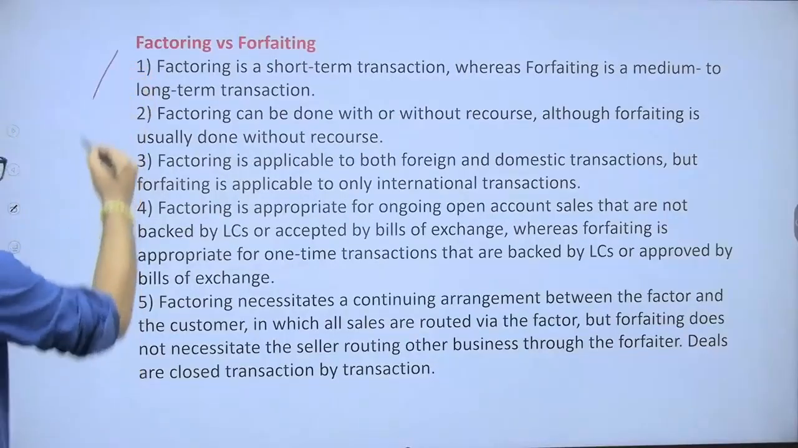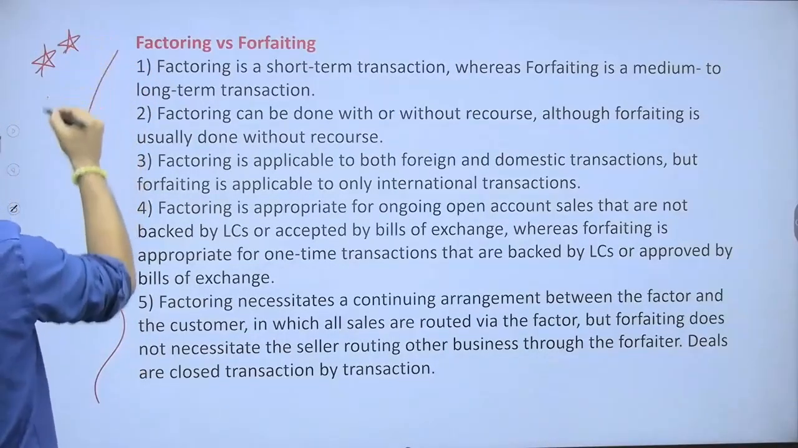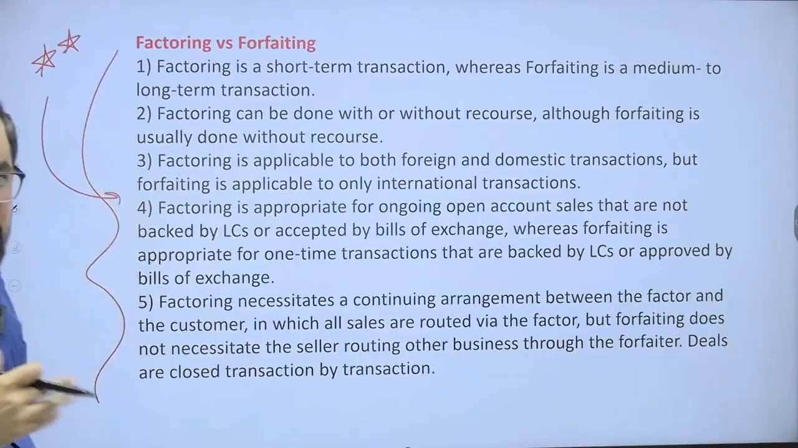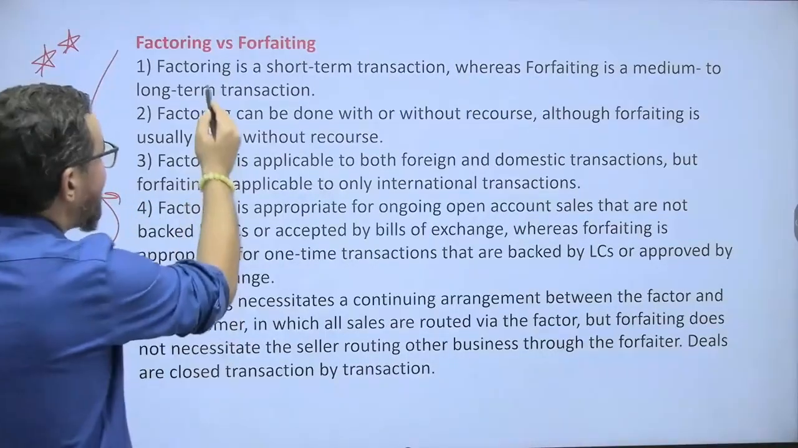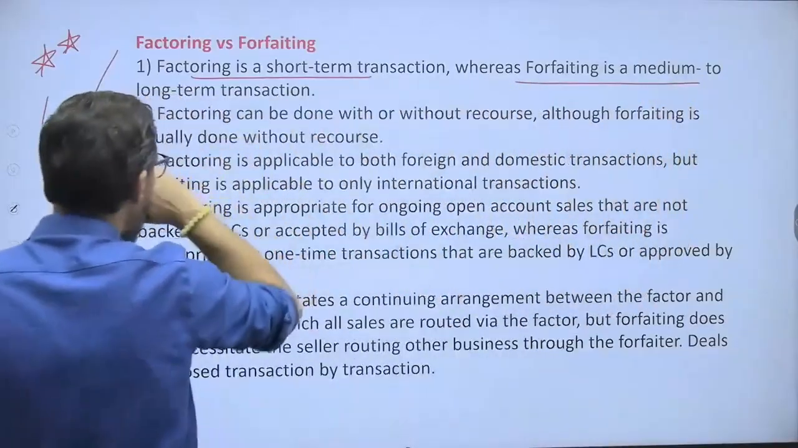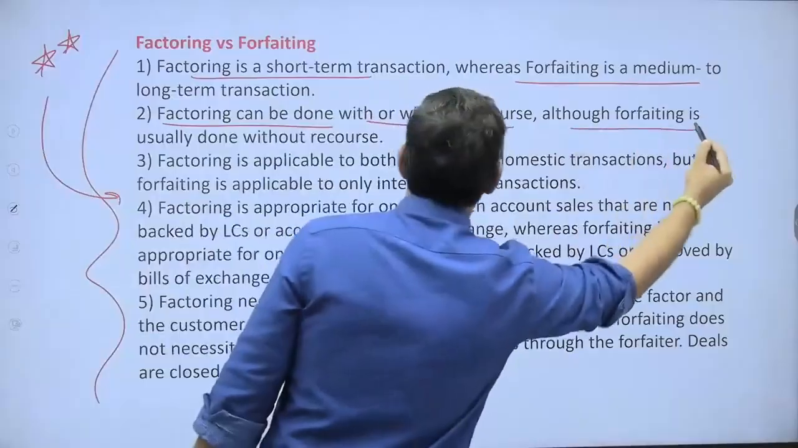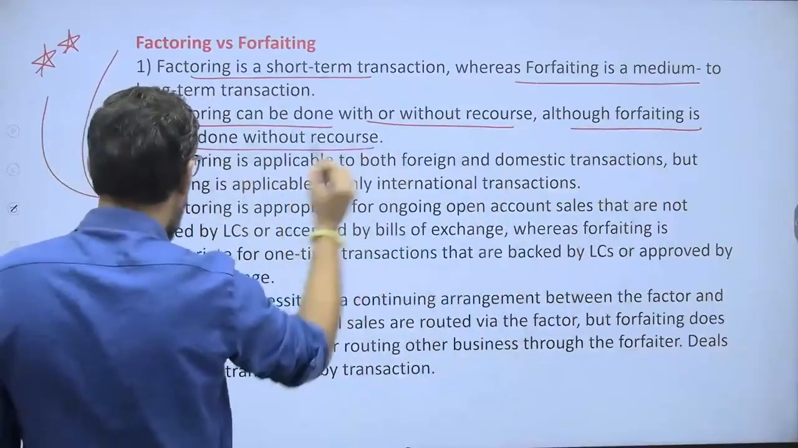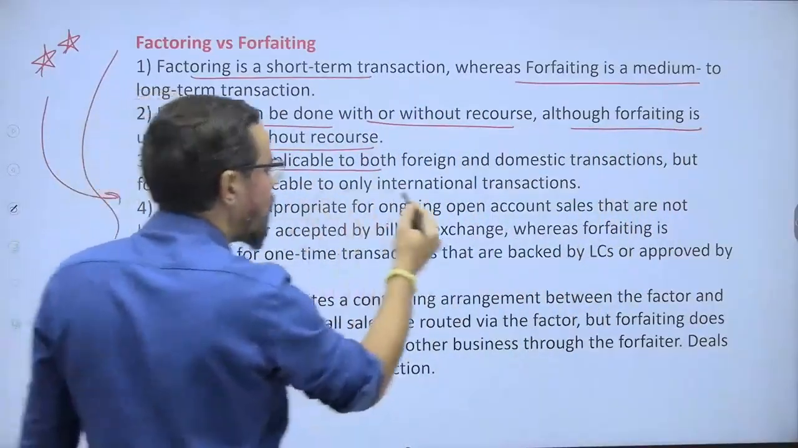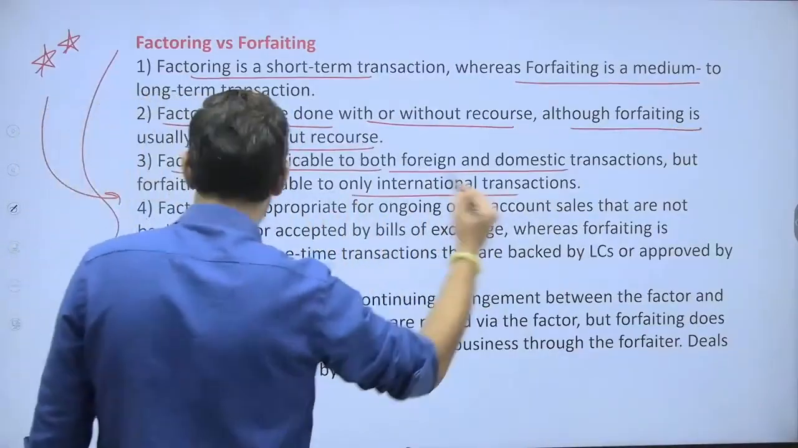So this is the differentiation. Very, very important. I have differentiated this particular one, so this can help you to revise things quickly, right? So factoring is a short-term transaction whereas forfeiting is medium to long-term. Factoring can be done with or without recourse, although forfeiting is usually without recourse. Factoring is applicable for both foreign and domestic, but forfeiting is generally for international.